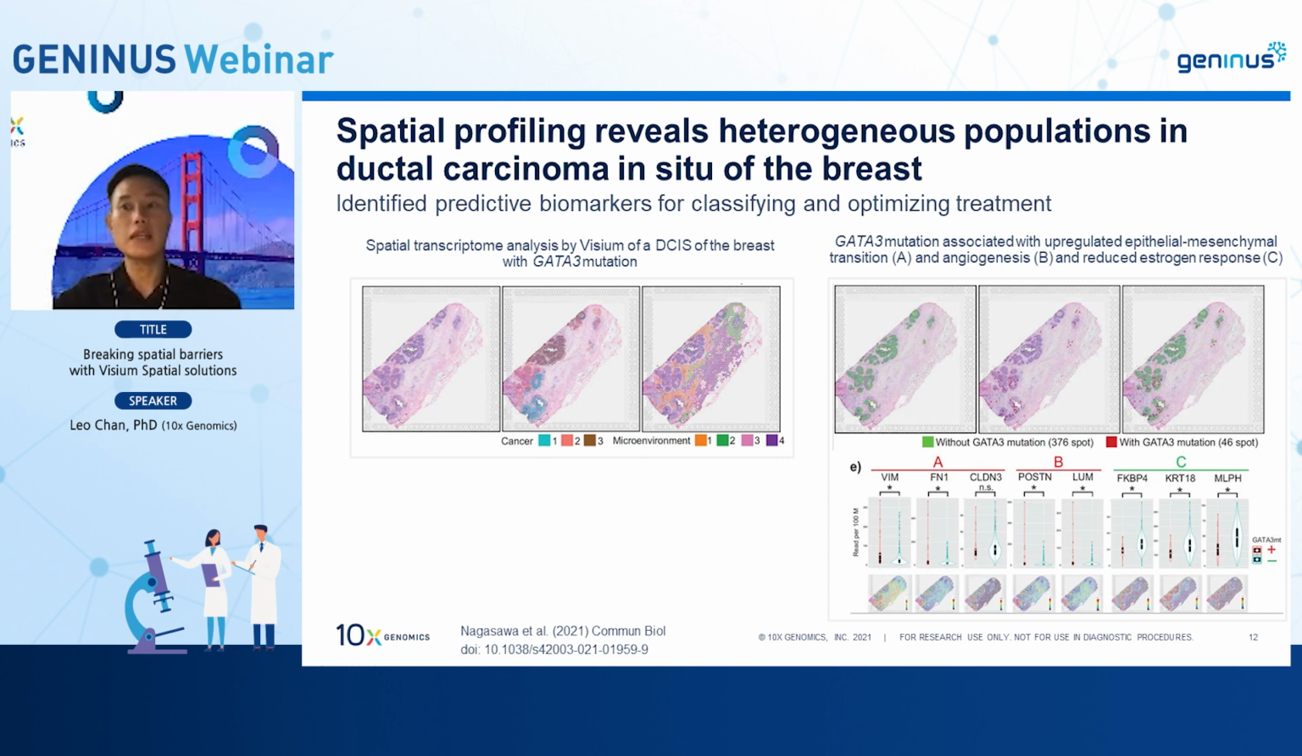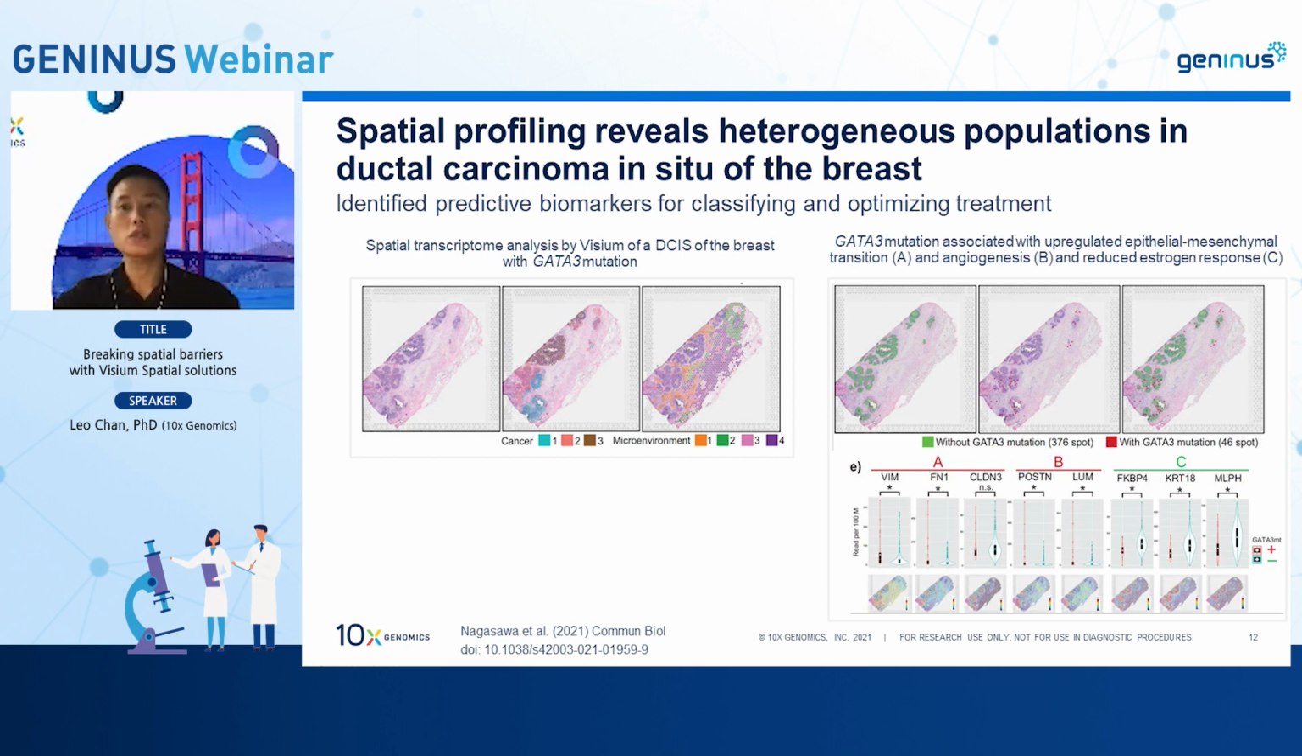The H&E stain is on your left. Morphologically, cells are classified as cancer cells in situ or non-cancer cells. Three cancer cell populations are shown with different colors as indicated in this middle left panel. Four non-cancerous regions are also indicated. On your right, the spots in which the GATA3 mutations were detected are colored red.